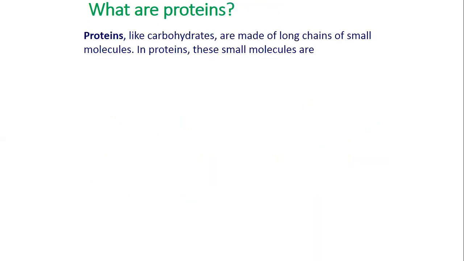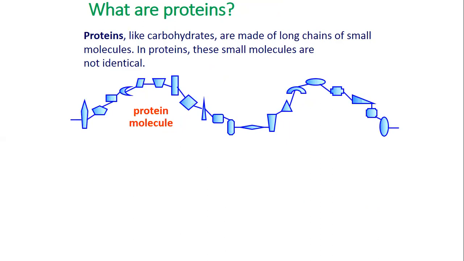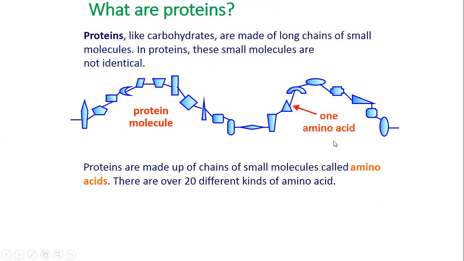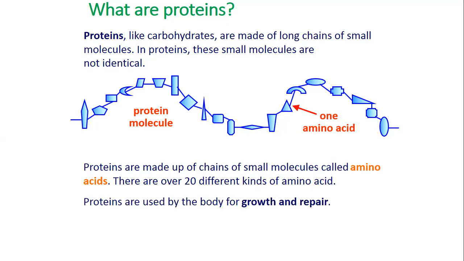What are proteins? Proteins, like carbohydrates, are made of long chains of small molecules. In proteins, these small molecules are not identical. Look at the difference between each of these protein units. This is the protein molecule, and one of these units is the amino acid. Look at the different types of amino acid. Proteins are made up of chains of small molecules called amino acids. There are over 20 different kinds of amino acids. Proteins are used by the body for growth and repair.